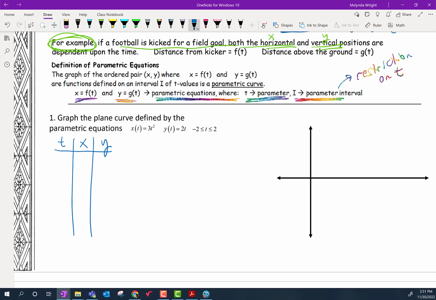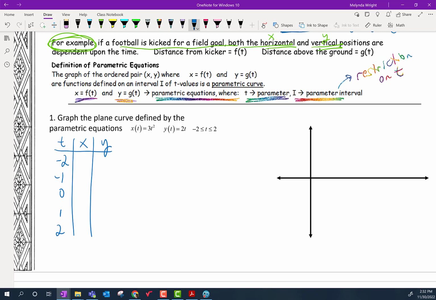In this case, our parameter is restricted from -2 to 2, and I like to just use integers when I'm graphing. Do you have to? No, you could use fractions if you wanted to, but you need enough points to get a good idea of what you're graphing. I'm going to start at the beginning time, which is -2, and go all the way to the ending time, which is 2. It's important to do the beginning and ending times. You need those.